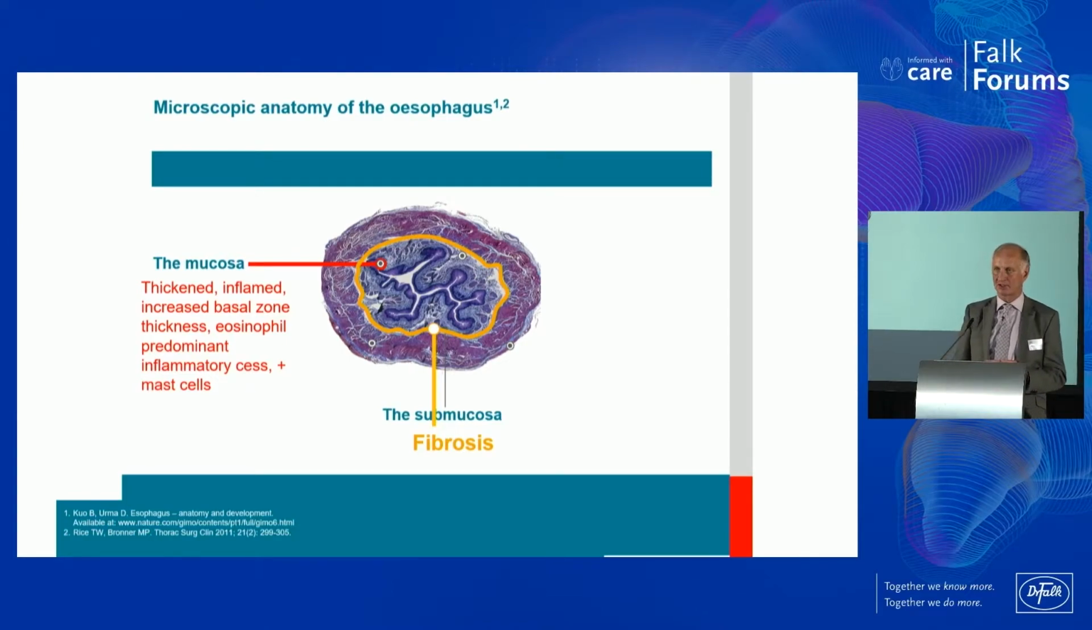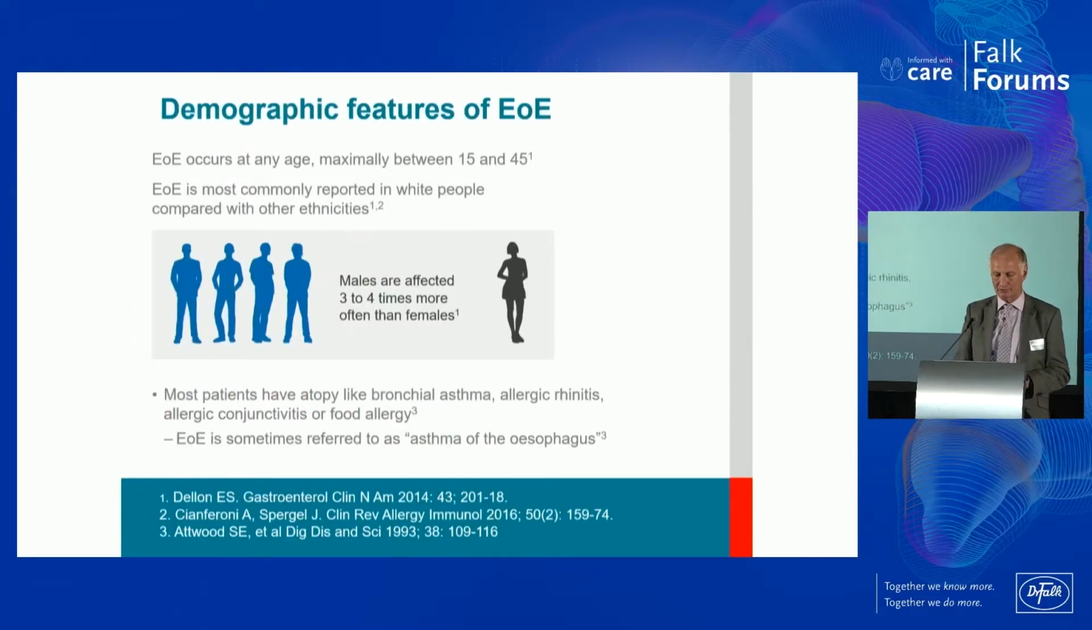And once you start to get that fibrosis, then it won't expand. And then food won't go through if it's solid, because it can't expand to allow the food to go through. So you don't need a stricture to get a food bolus obstruction.